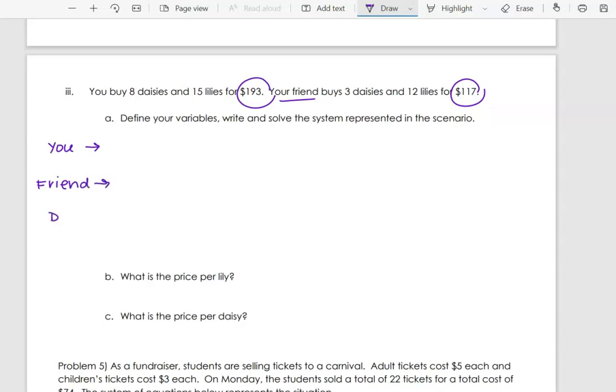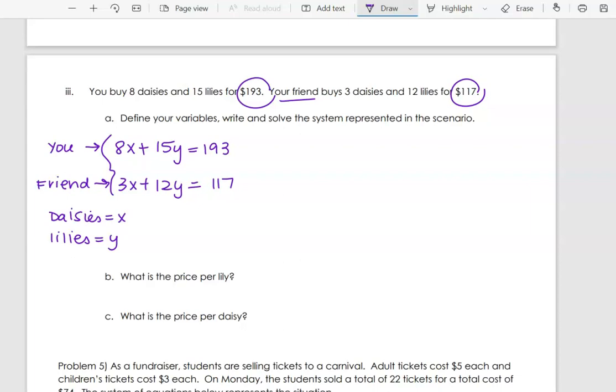And then we've got daisies is x and lilies for y. So I've got 8x plus 15y equals 193. 3x for the friend plus 12y equals 117. Okay, and now we get to solve our system.